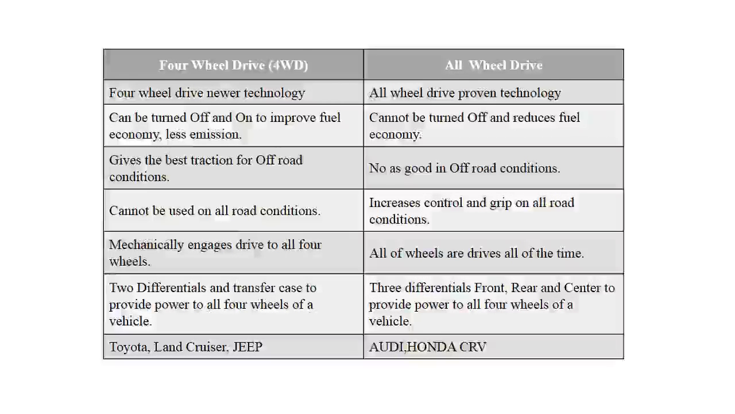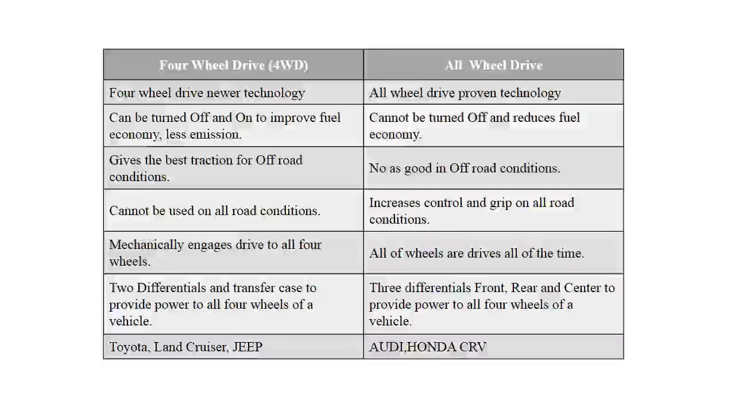In all-wheel drive, it cannot be turned off, which reduces fuel economy, because it is all wheel. At all times, all four wheels are driven. That's why an off-on facility is not provided.